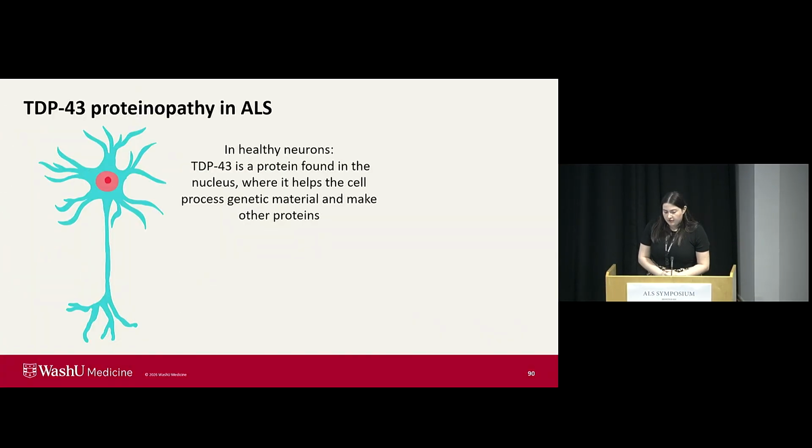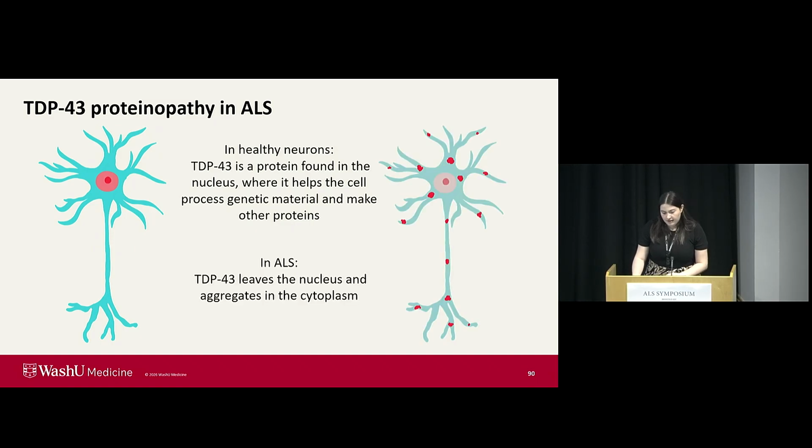So TDP43 in a healthy neuron is a protein that's found in the nucleus. It helps the cell process genetic material and make other proteins, and it really lives in that red center of the cell. In ALS, what happens is this protein mislocalizes, it leaves the nucleus and forms these clumps called aggregates in the rest of the cell body.